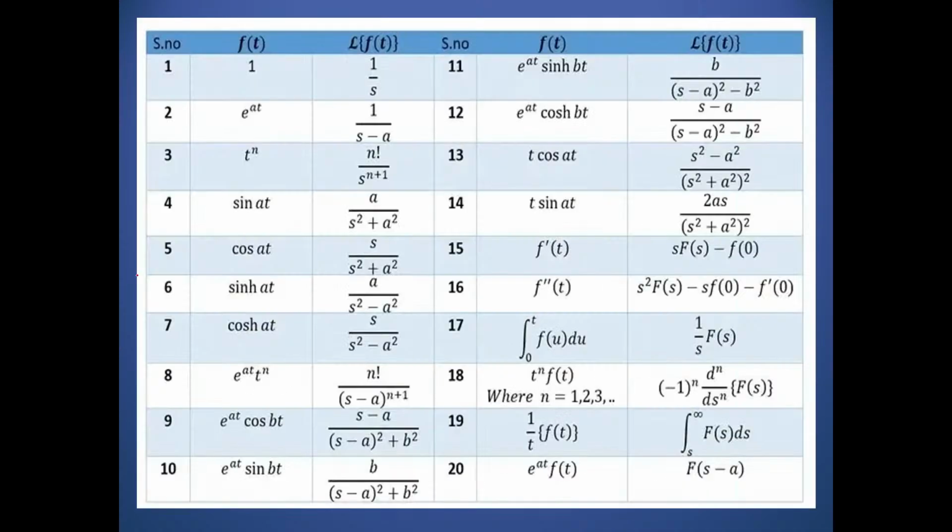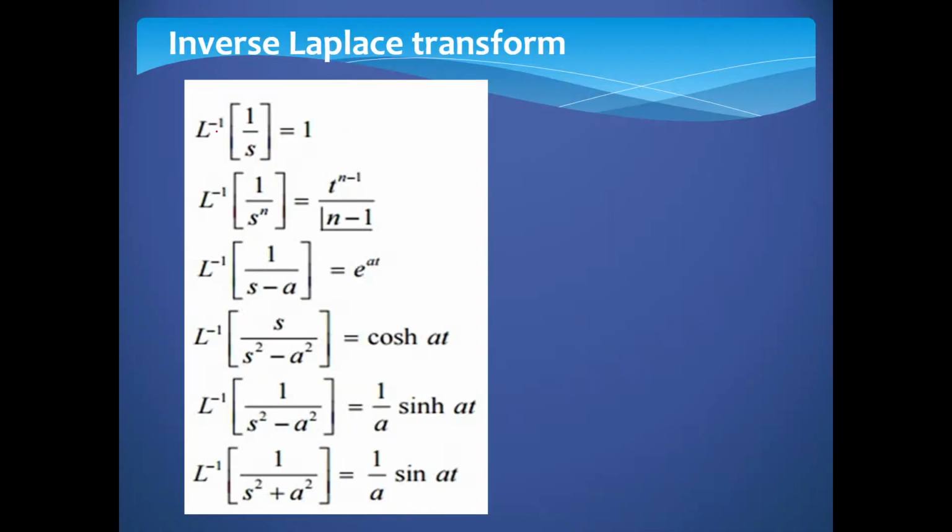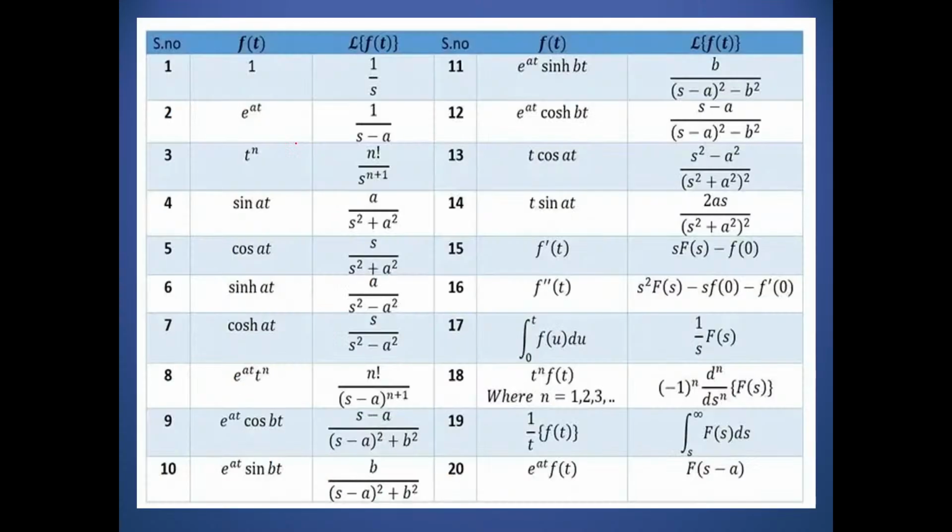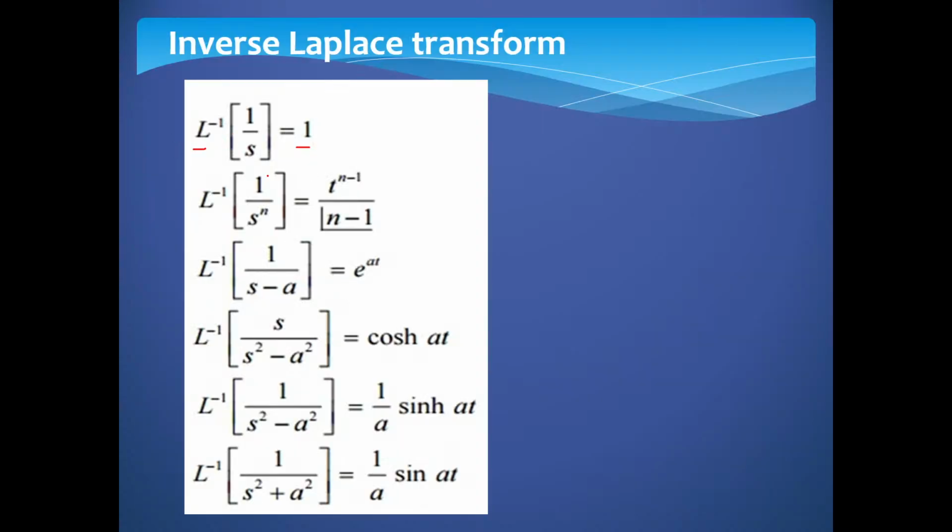So I have some formulas for inverse Laplace. Here you can see, inverse Laplace of 1 by s is what? 1. Laplace of 1 is 1 by s. I will write this symbol, this is Laplace. Laplace of 1 is 1 by s. That means inverse Laplace of 1 by s should be 1. That's it. Inverse of the Laplace is nothing but inverse Laplace.